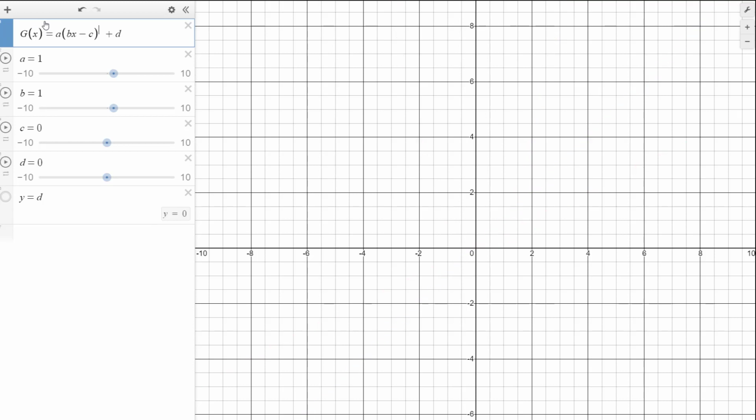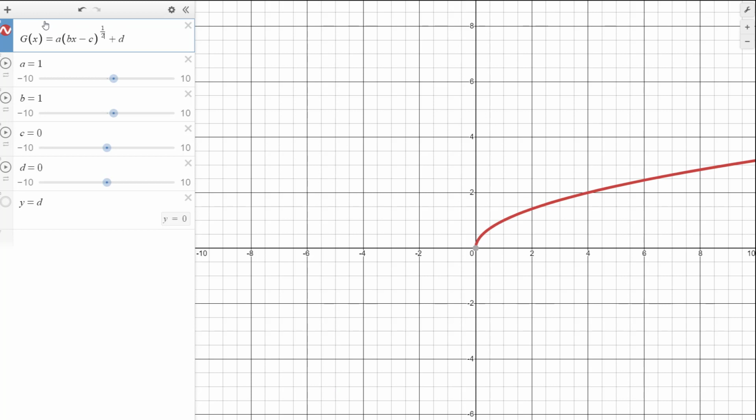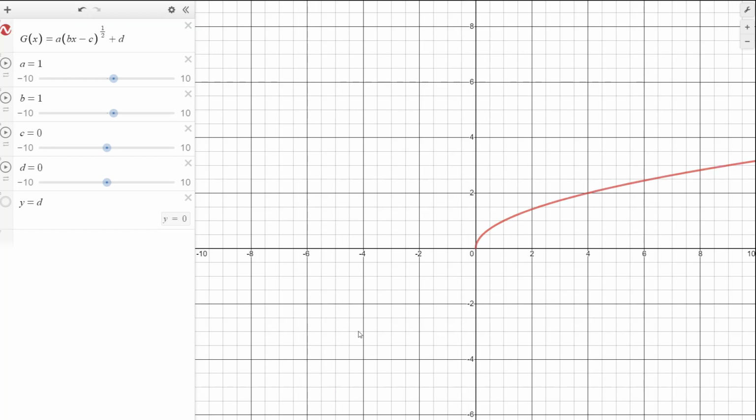Let's talk about the square root here. So we're going to do the 1/2. This is what the square root function looks like. So I'm going to stretch it vertically. You can see it's being pulled up. And then I'm going to compress it. You can see that it is being pushed down as it gets more and more negative towards 0.